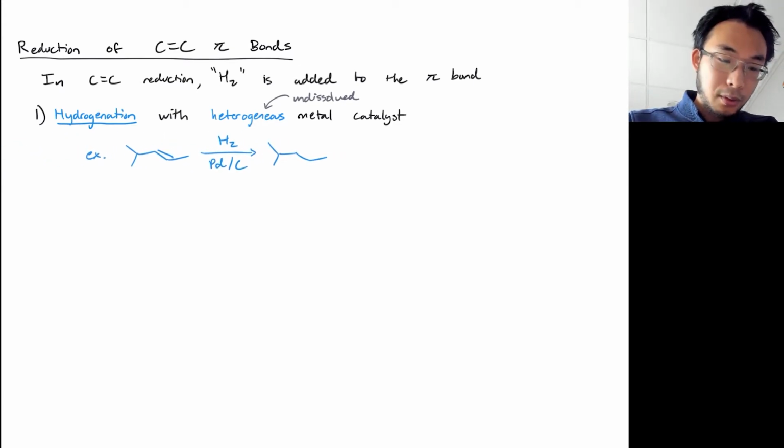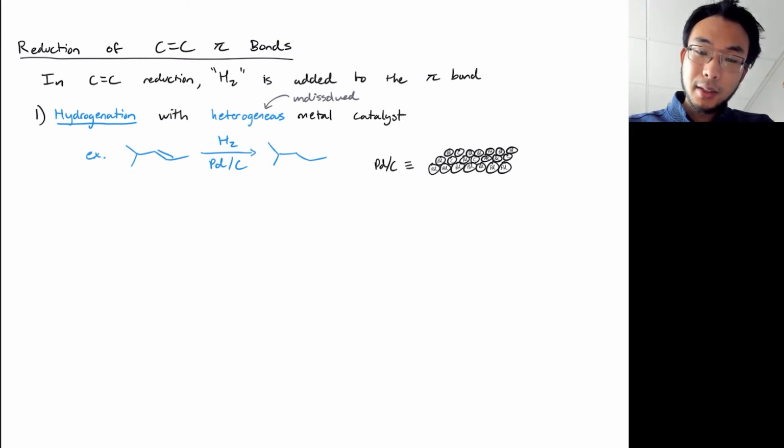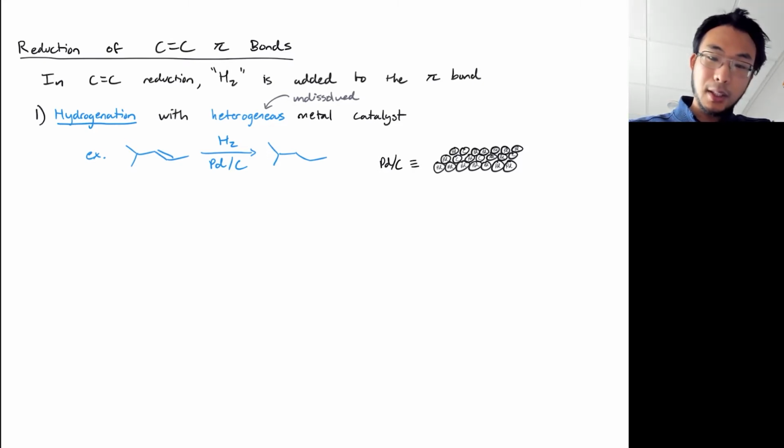A common reaction will look like this, where we take our alkene and react it with hydrogen gas, and commonly a palladium on carbon reagent is used. This is the catalyst, and it's not a dissolved single atom or a single molecule. It's a bulk material, so we're supposed to imagine that palladium on carbon is just a bunch of palladium and carbon atoms, like a metal, all together in a large aggregate.